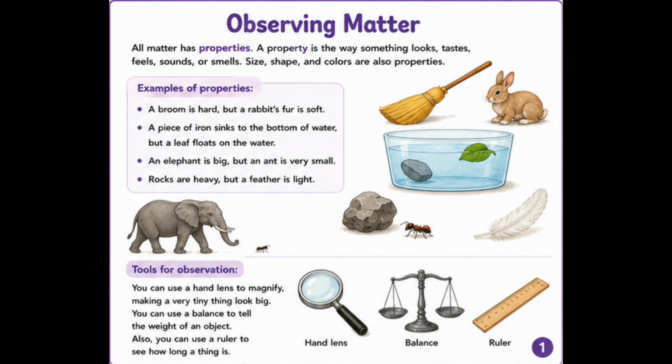You can use tools to learn more about the properties. You can use a hand lens to magnify, making a very tiny thing look big. You can use a balance to tell the weight of an object. Also, you can use a ruler to see how long a thing is.